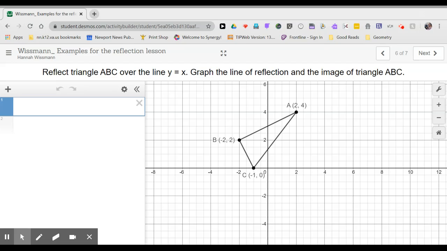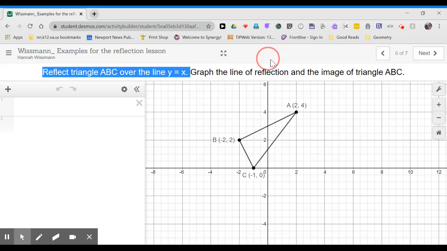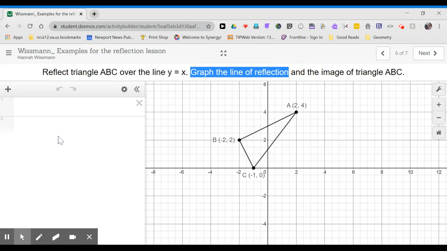For our question, it says reflect triangle ABC over the line y equals x, graph the line of reflection and the image of triangle ABC. So the first step is to graph the line of reflection. Okay, so that's what I'm going to start with.